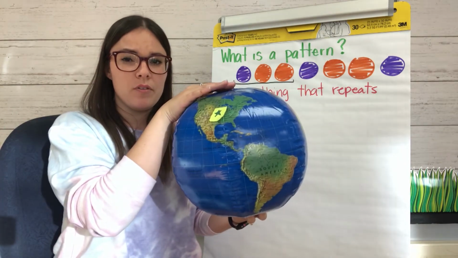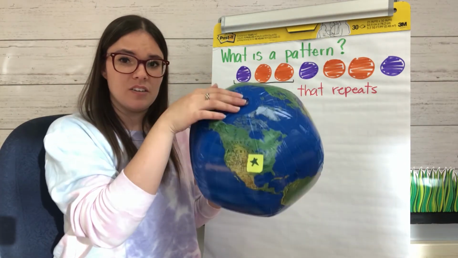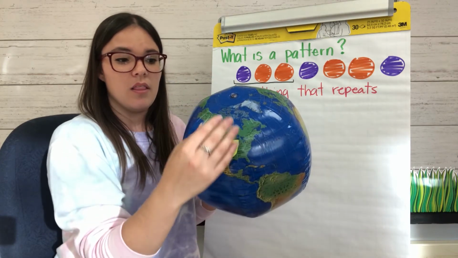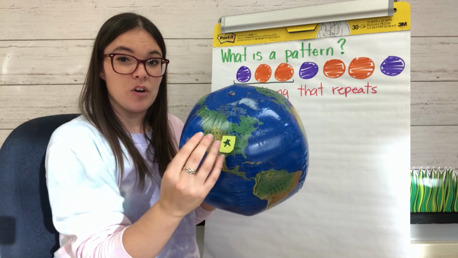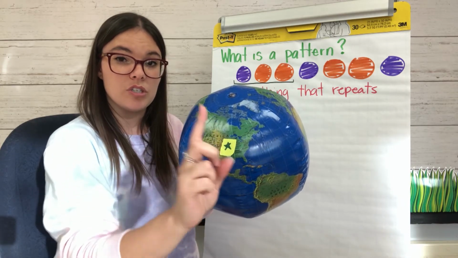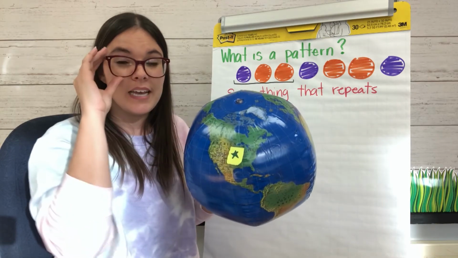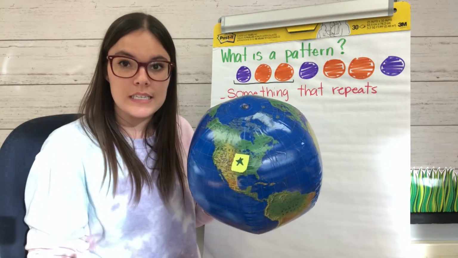So whenever the Earth is tilted and the sun is, imagine the sun right here, the top part of Earth is a lot closer to the sun than the bottom part of the Earth. So that's when we get those summer seasons.